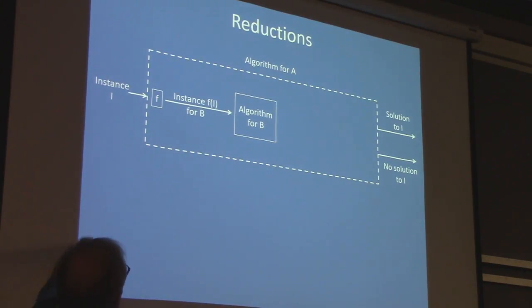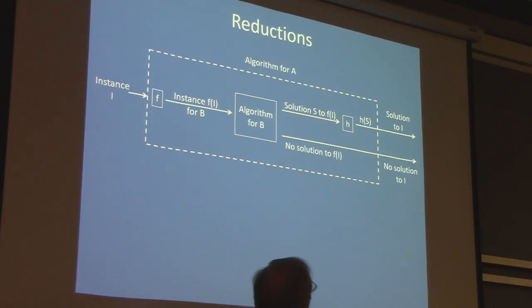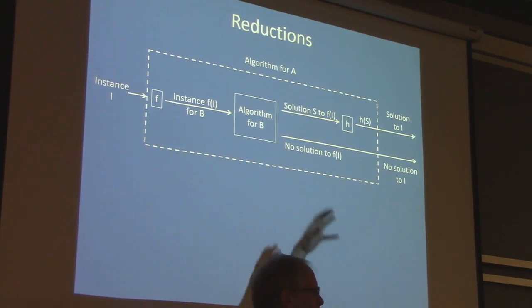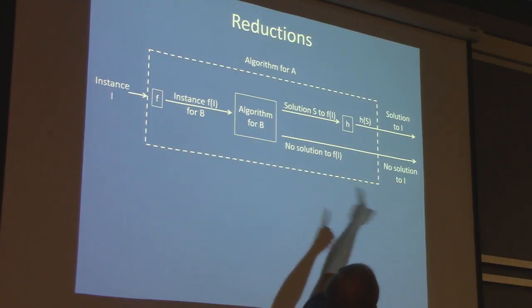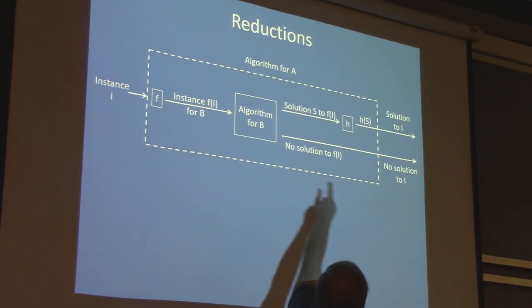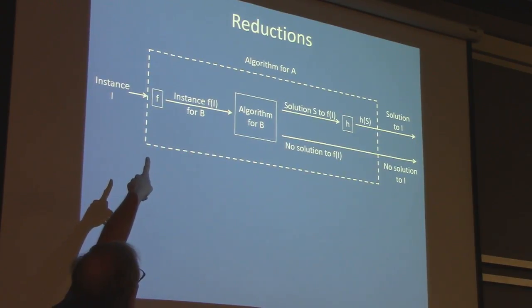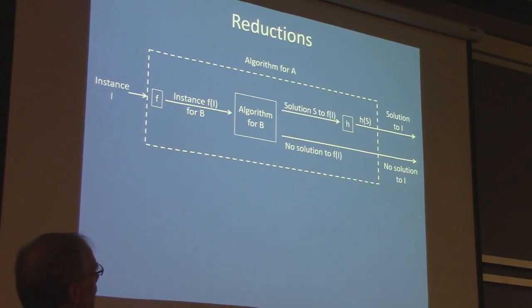And what we're going to do is take the instance when it comes in and modify it. So we're going to have some program F that takes I and turns it into F of I. So it takes input designed for A and turns it into input designed for B. And then if B produces a solution, there's going to be some program H that takes the solution produced by B and turns it into a solution for A. And if B reports there is no solution, we're going to report there is no solution. So what we've got to put in the box is an algorithm for B, F, which does the conversion going in, and H, which does the conversion going out.